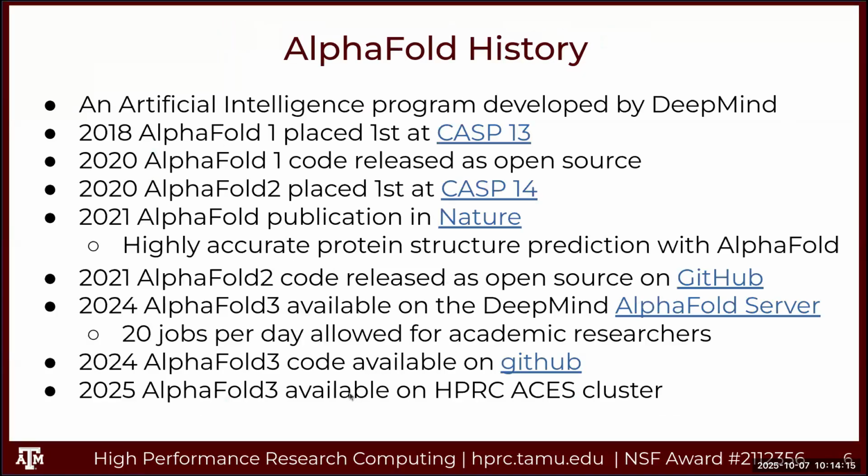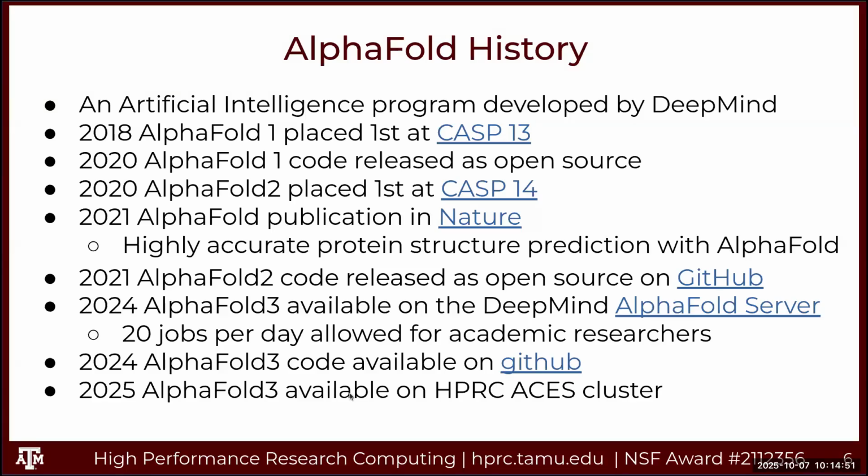AlphaFold history. Back in 2018, AlphaFold 1 placed first at the CASP 13 event. Then AlphaFold 2 came out in 2020, and that's when we got a lot of requests to get AlphaFold 2 installed. Actually, we did get requests back when AlphaFold 1 was installed. When AlphaFold 2 came out, there was a little confusion because really it was the same code repository. The only difference was AlphaFold 2 had multimer support.